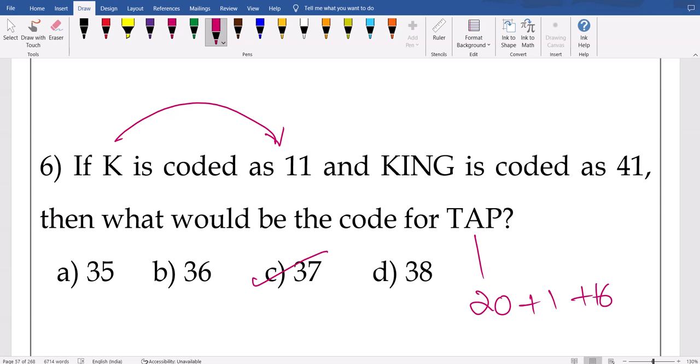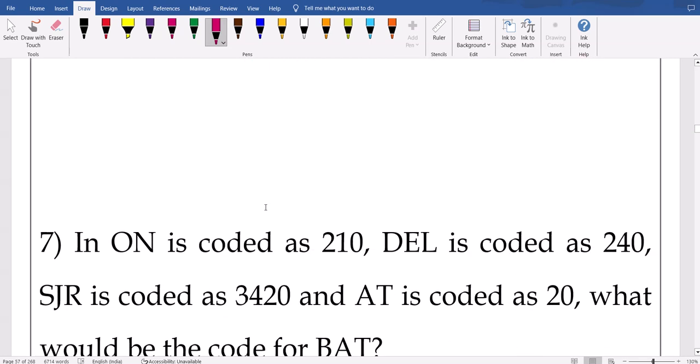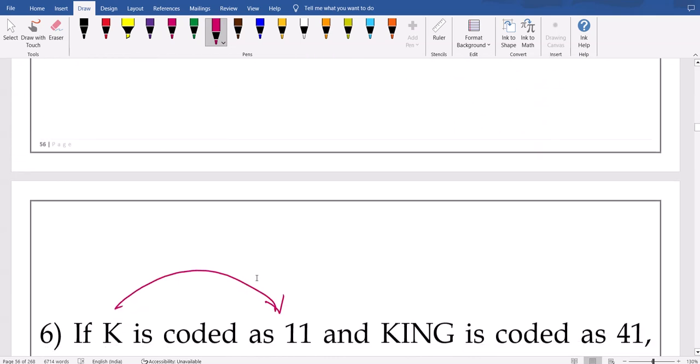Out of the 6 questions, the majority are forward coding, but in two questions we have a very good update regarding the number of letters logic, and the other one is first letter, last letter. Excellent question, both are given. Now this one, again you have a good update, next question.